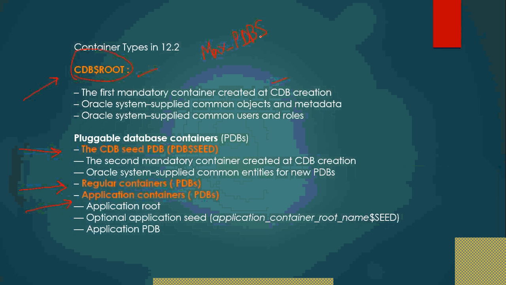Now, if we talk about 12.1, we queried the V$CONTAINERS view. In the V$CONTAINERS view, we now have all the container information, including the CDB root and CDB seed. We get the information about regular PDBs, application PDBs, and application seed. So at the architecture level, these are the major changes in 12.2. These are the design changes.